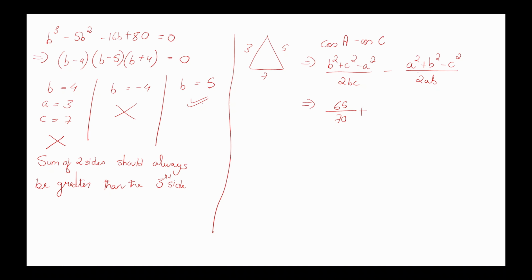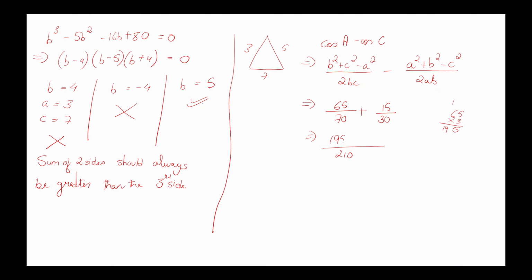So we would have 40 minus 25 and that would make it 15. So 15 divided by 2 3s are 6, 6 5s are 30. So this is the value that we are going to get. And now if we take LCM, this would become 210. So 65 into 3. 65 into 3 would give us 5 3s are 15, 6 3s are 18 plus 1, 19.